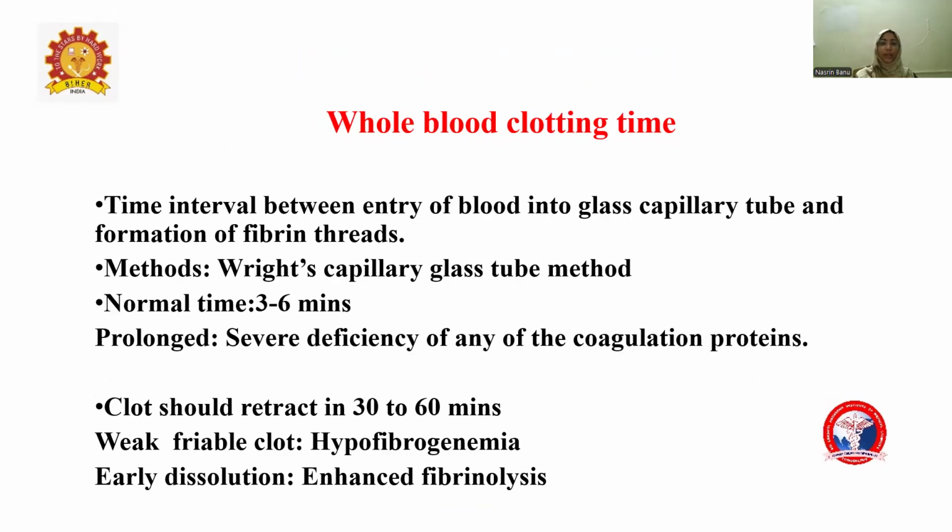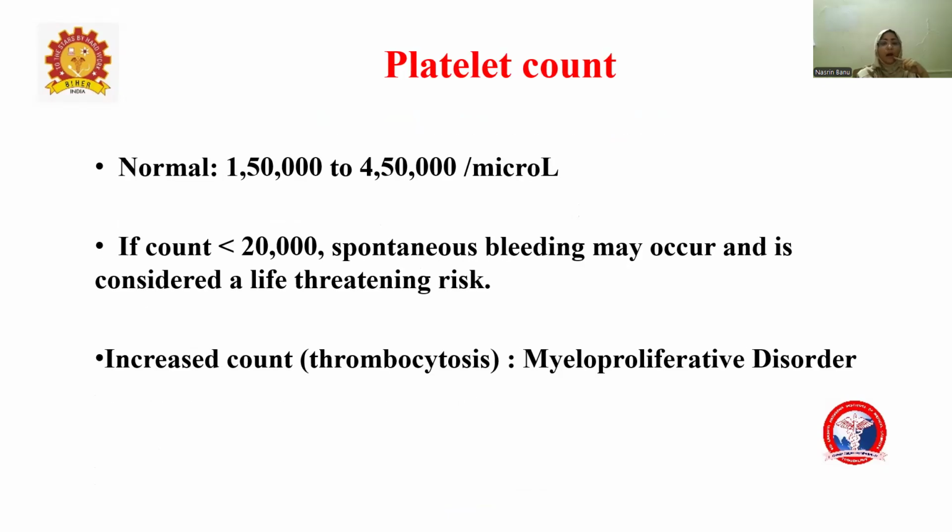Coming to whole blood clotting time, which is the time interval between the entry of blood into a glass capillary tube and formation of fibrin threads. The method used is the glass capillary tube method. Normal time is 3 to 6 minutes. It is prolonged in patients with severe deficiency of any coagulation factors. Clot should retract in 30 to 60 minutes. A weak friable clot means hypofibrinogenemia, and early dissolution occurs in enhanced fibrinolysis.